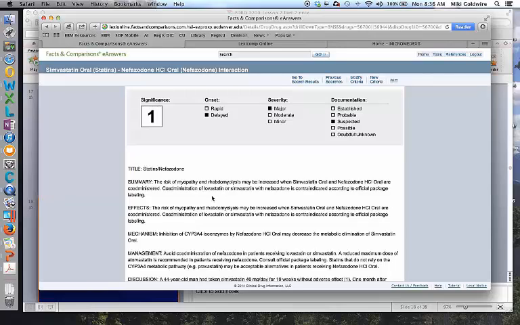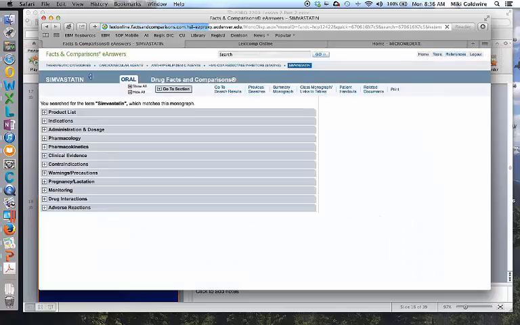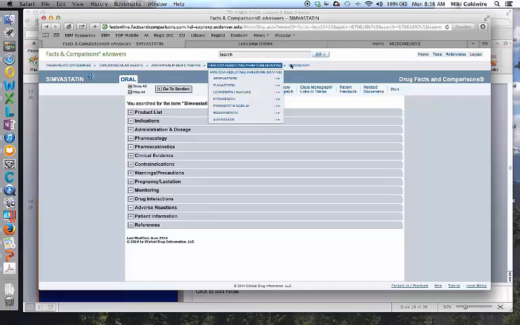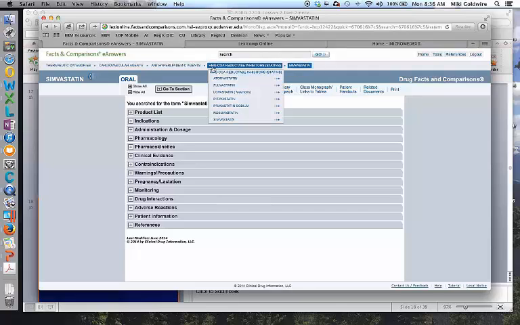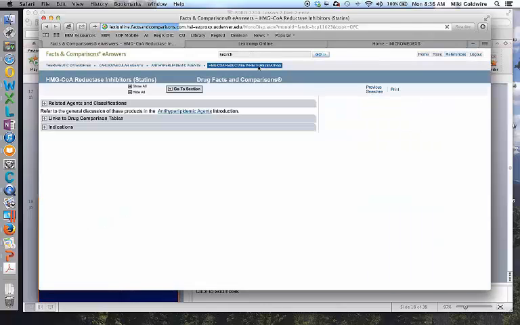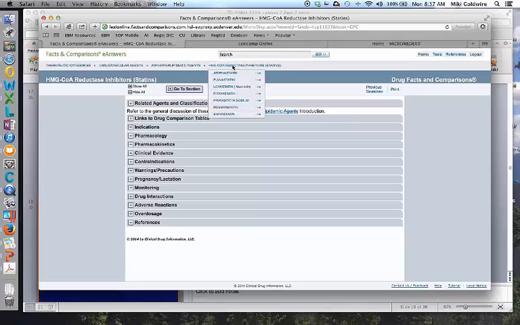So now I was asked to find out what statins would be acceptable. So what I want to do is find a class document that reviews all the statins. So I know Facts and Comparisons has class documents. So in the search field, I type in simvastatin. And what I'd like to show you is these folders up here at the top. Simvastatin is an HMG-CoA reductase inhibitor. So if I click on that folder, I will get a class document for all HMG-CoA reductase inhibitors.